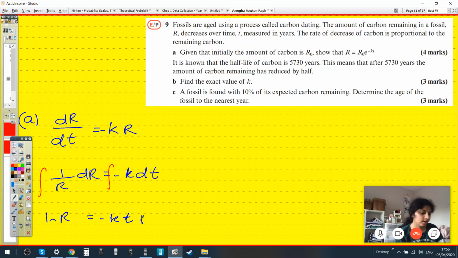Oh, I got that. I got R is equal to e to the minus kt. I don't get the R naught thing. R naught? Oh, it's because I didn't put the plus C. I don't know. Yeah, I don't get that bit. That's the initial value.